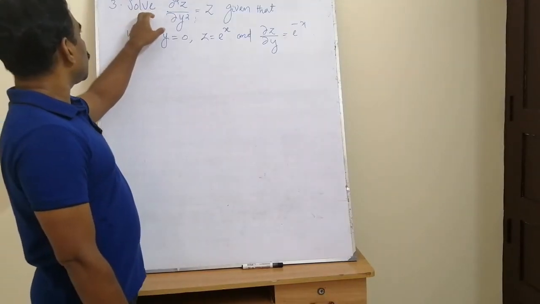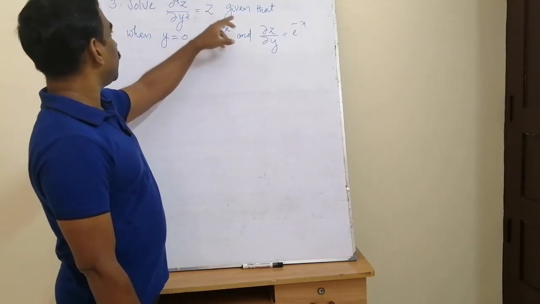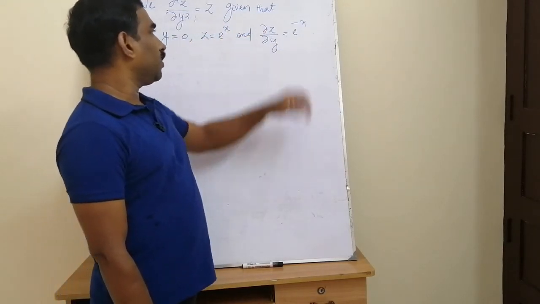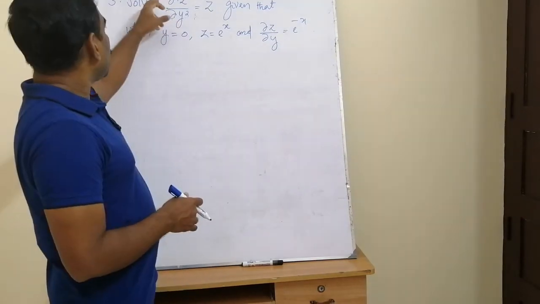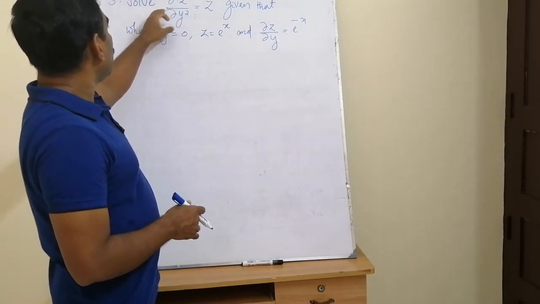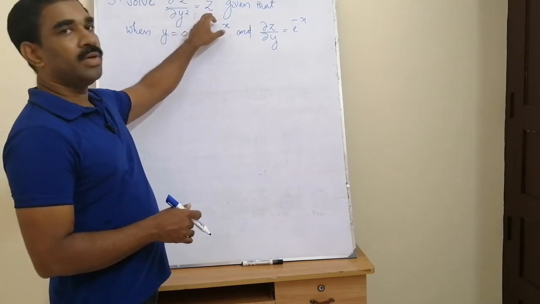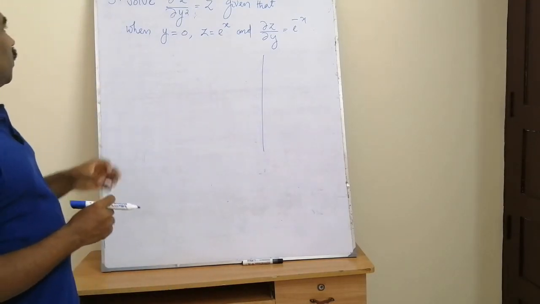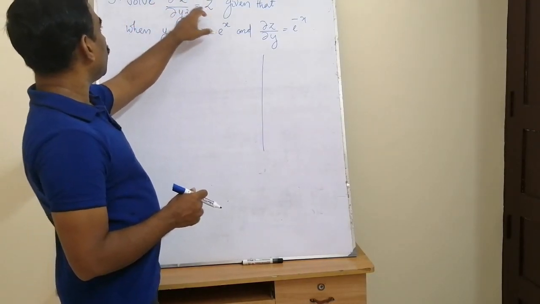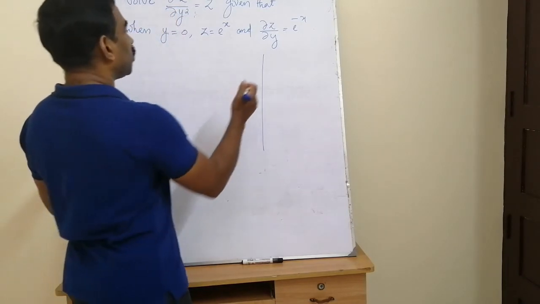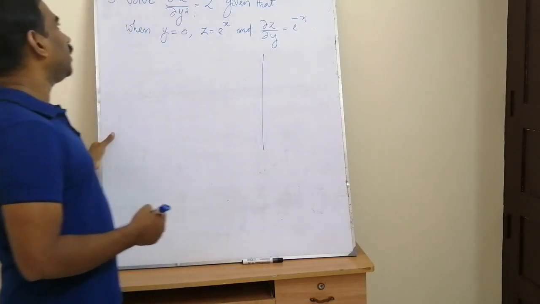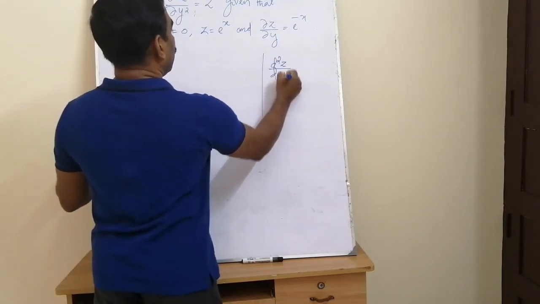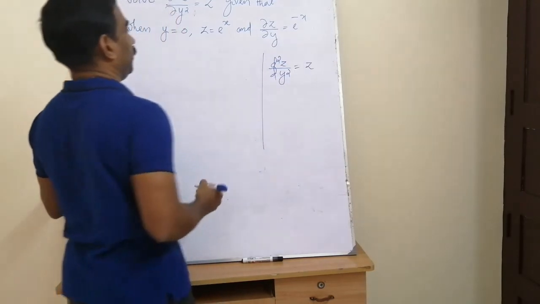Third question, solve dou square z by dou y square equal to z, given that when y equal to 0, z equal to e raised to x and dou z by dou y equal to e raised to minus x. Here also direct integration is not possible because the right hand side contains the dependent variable z. In this case, first of all we assume that z is a function of y alone. If z is a function of y alone, instead of the partial differential equation, this will become an ordinary differential equation, that is d square z by dy square is equal to z.